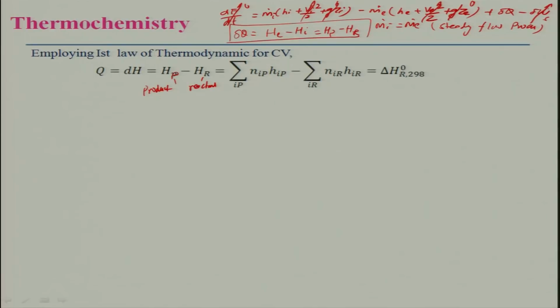And keep in mind that if all these are at 298, and 0 means 1 atmospheric pressure, this is not exactly 298, it is 298.15 Kelvin, okay, right, exactly. Then we call this the heat of reaction. This is your heat of reaction at STP, standard temperature and pressure.